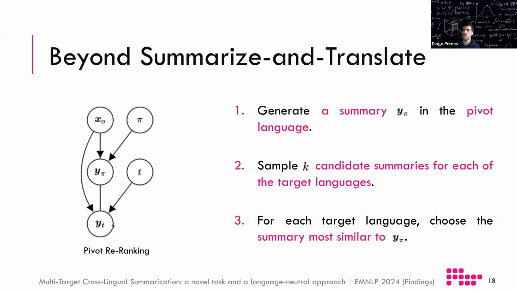So what can then be an algorithm to implement this graphical model? Well, we can first generate a summary YPy in the pivot language. Then we can sample k candidate summaries for each of the target languages. And then for each target language, use this function phi to choose the summary most similar to the pivot language. By doing this, we are ensuring that all the summaries in all the target languages are similar to the summary in the pivot language, and so they are similar to each other. And we promote that they convey the same information because they are all similar to each other.